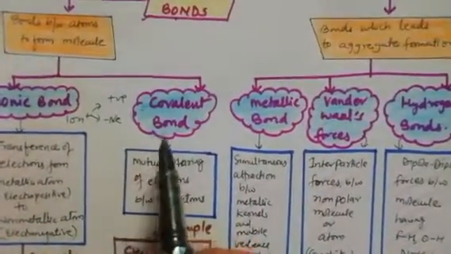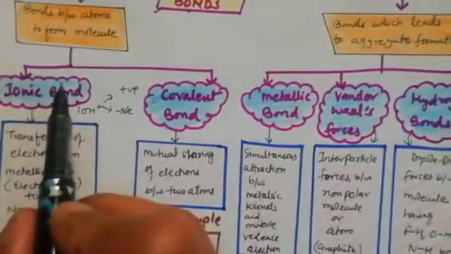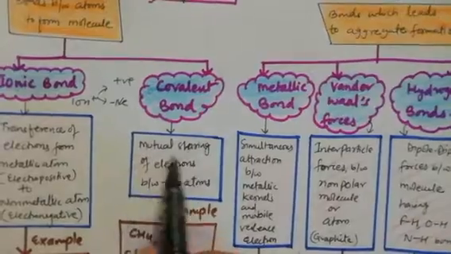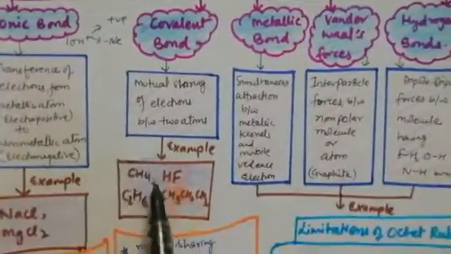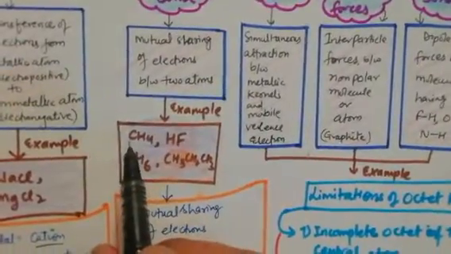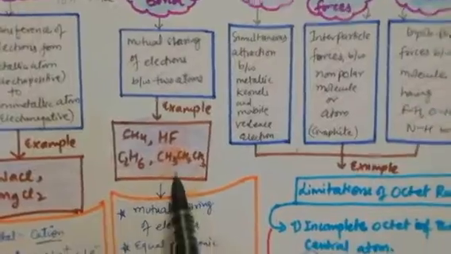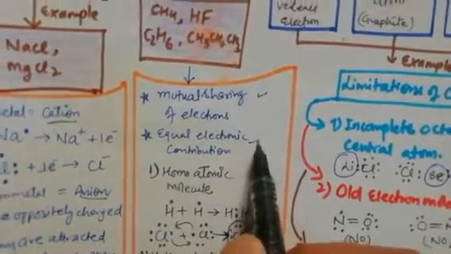Whereas the second type of bond is the covalent bond. What is the difference between ionic bond and covalent bond? Ionic bond is simply by donation and accepting of electrons. Covalent bond is like mutual sharing. Mutual sharing means both elements are sharing equal electrons and forming a bond. It is mostly found in carbon compounds, suppose methane, HF, C2H6, CH3, CH2, CH3, that we have studied in the carbon compound chapter. It is basically mutual sharing of electrons with equal electronic configuration.